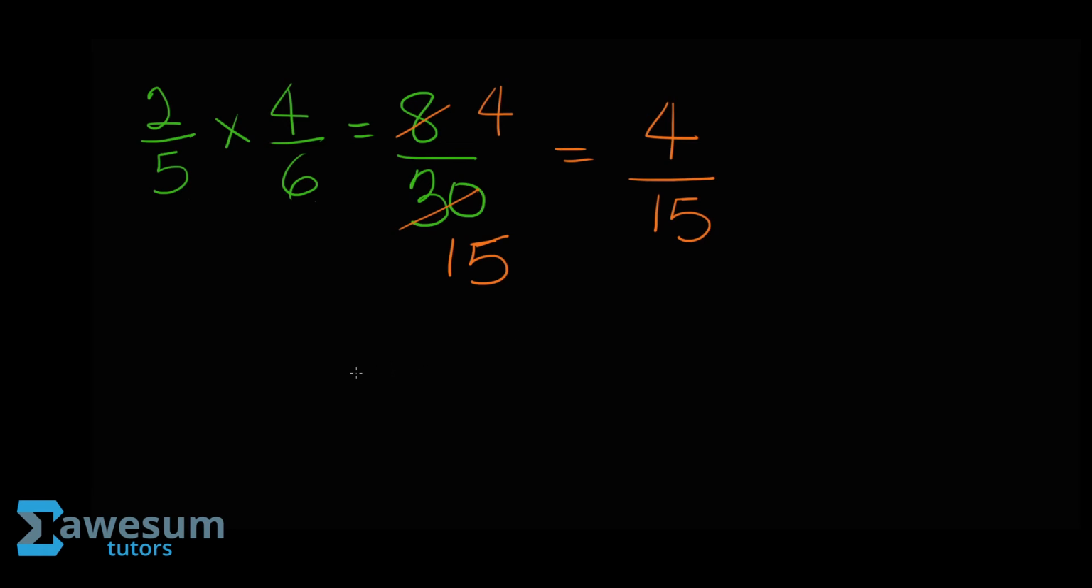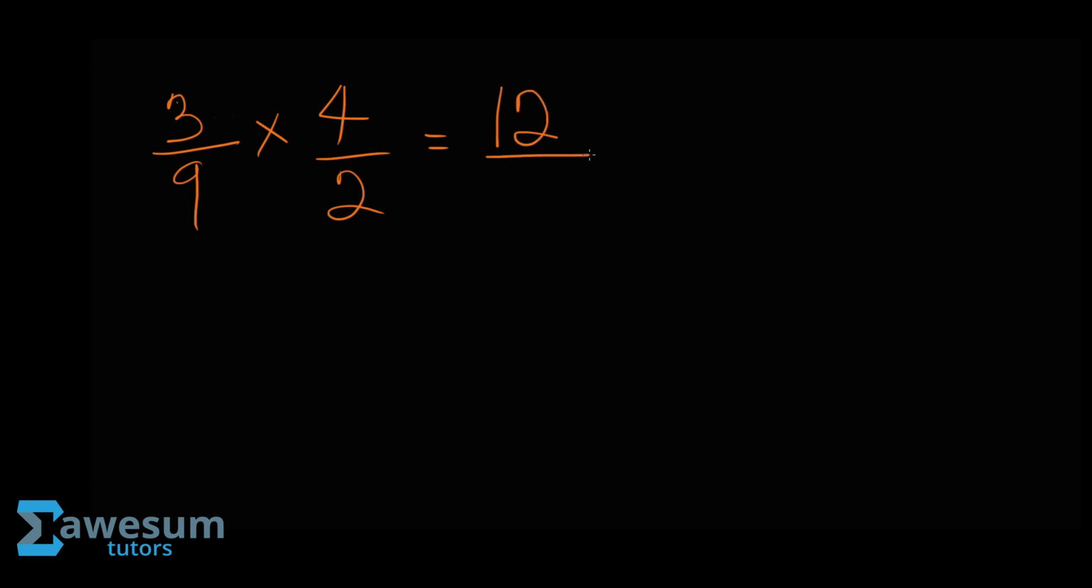Alright, let's take a look at another example. 3 over 9 times 4 over 2. Multiply the numerators. 3 times 4 gives me 12, over 9 times 2 gives me 18.